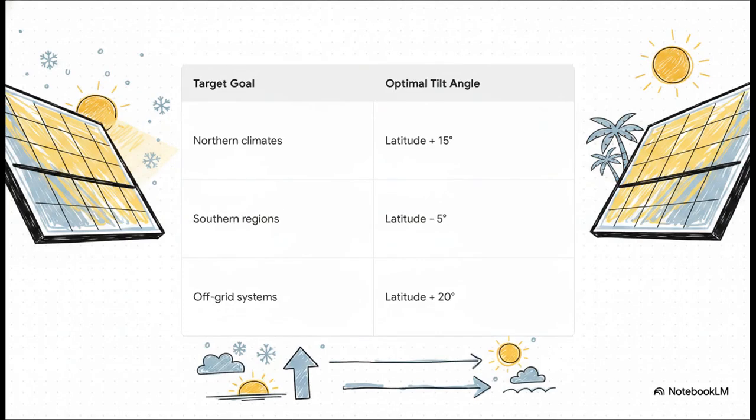This strategic mindset extends directly to the physical tilt of your panels, too. It's all about manipulating your structural tilt based on geography and grid dependency. For instance, up in northern climates, you'll want to add 15 degrees to your latitude to catch that low winter sun. Down in southern regions, subtract 5 degrees for the best year-round yield. And for off-grid systems where winter power is absolutely mission-critical, you're going to tilt it aggressively, at latitude plus 20 degrees. That sheds snow and captures every last drop of that low-angle winter light.